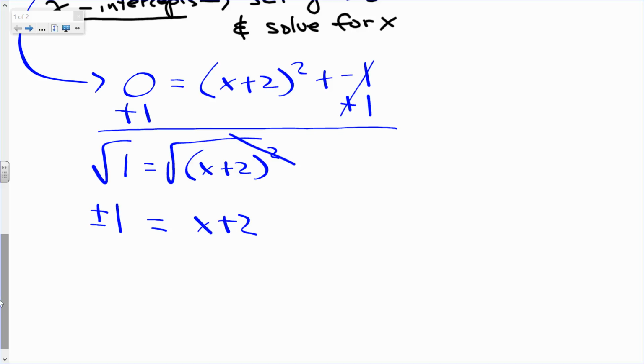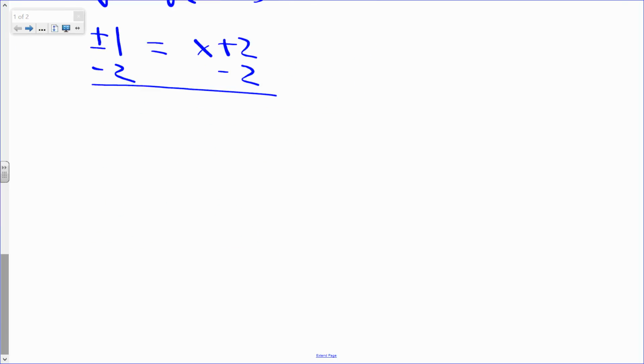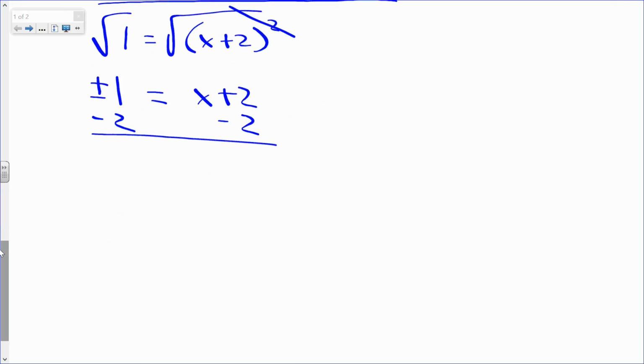X is almost isolated, so let's subtract 2 from both sides. All right? So, x is, this looks weird. You can see this as positive and negative 1 minus 2, or you can write negative 2 plus and minus 1. Either way, it doesn't matter. This and this mean the same thing. But now I've got to separate both solutions out, right? Because there's two solutions. Negative 2 plus 1 is going to be our first solution, and then negative 2 minus 1 will be our second solution.